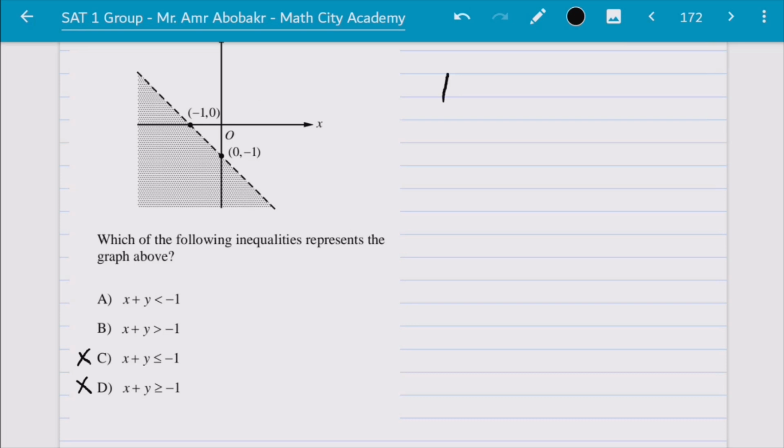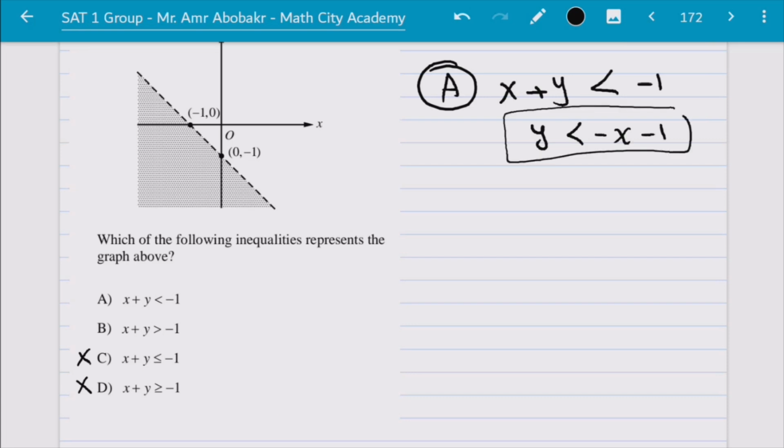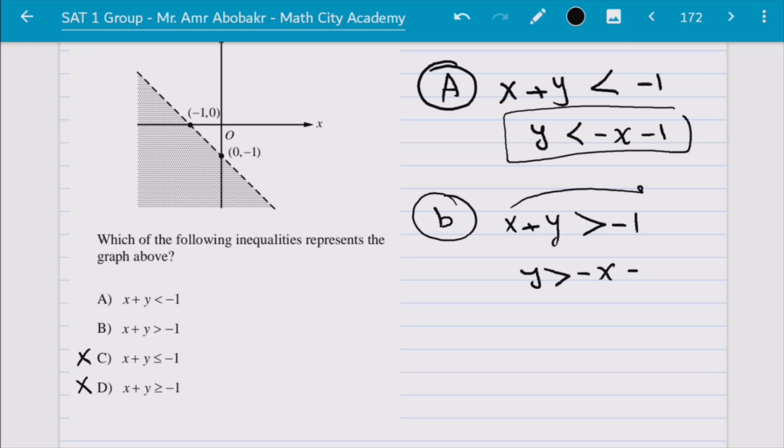Convert each one to be like y greater or y smaller. So in inequality A, x plus y smaller than negative 1, so y smaller than negative x minus 1. So this is the first inequality. B, x plus y greater than negative 1. Bring it to the other side, so y is greater than negative x minus 1. So this is the second inequality.